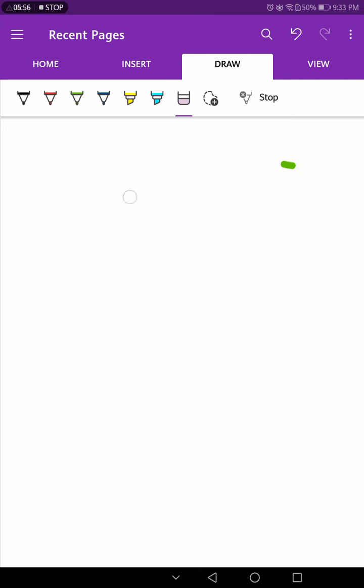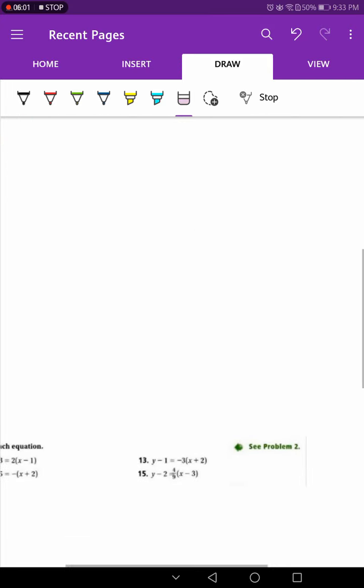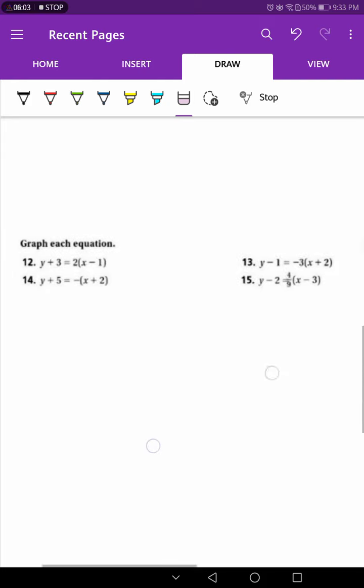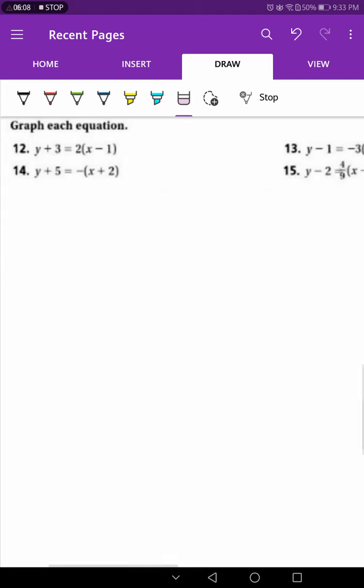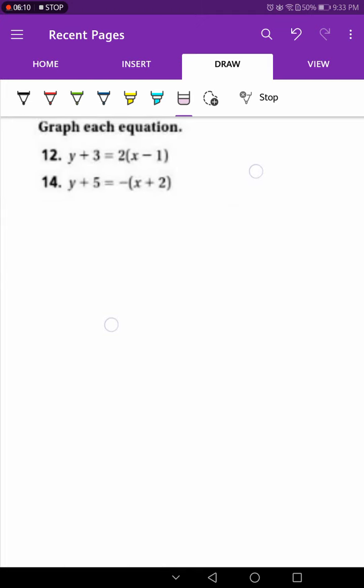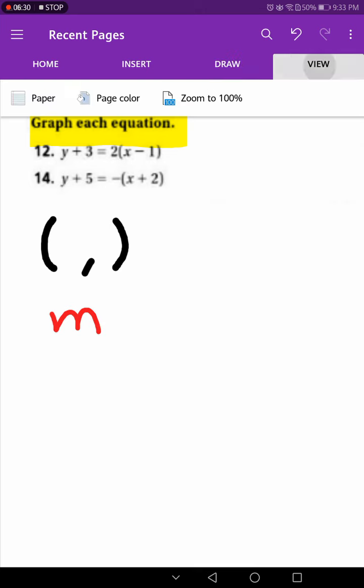Now let us move to the second exercise. The second exercise is actually graphing. I will graph question number 12. So graph each equation. Let's go. How can we graph? Graph each equation. And to graph here, because I have the point slope form, I can graph by using a point and the slope. Okay, my dear student?